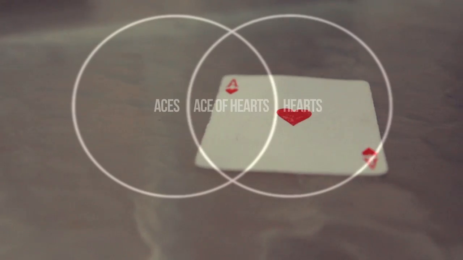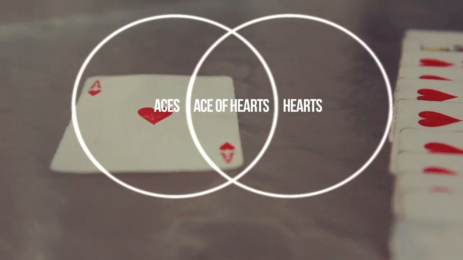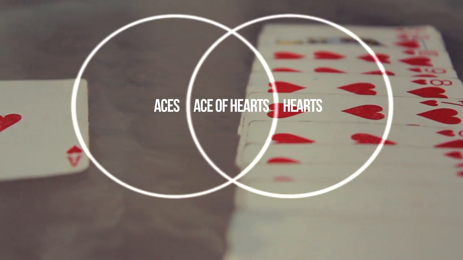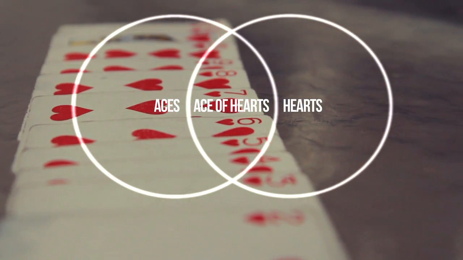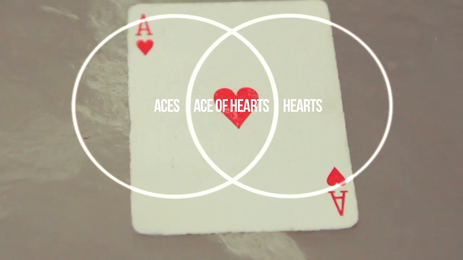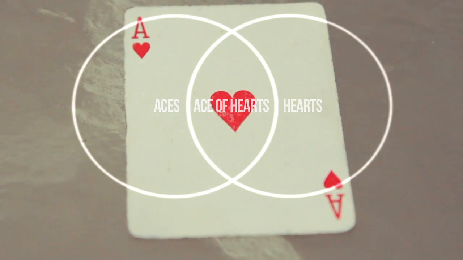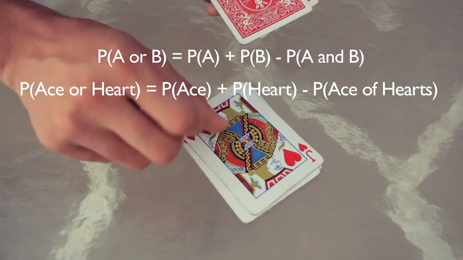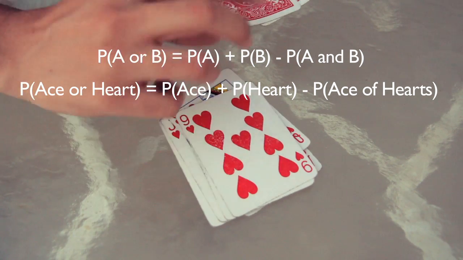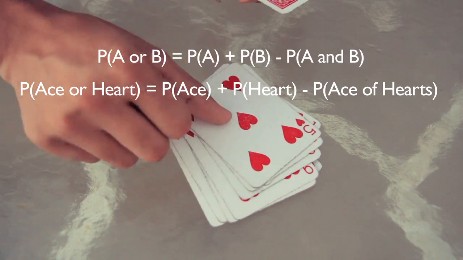Now, if the 2 events are not mutually exclusive, then the formula is slightly different. For example, let's say you want to find the probability of an ace or a heart. Notice this time in the Venn diagram that there's an overlap. The common element is the ace of hearts, and we cannot count this twice. So to compute the probability, we add the probability of drawing an ace plus the probability of drawing a heart minus the probability of drawing the ace of hearts that we counted twice.